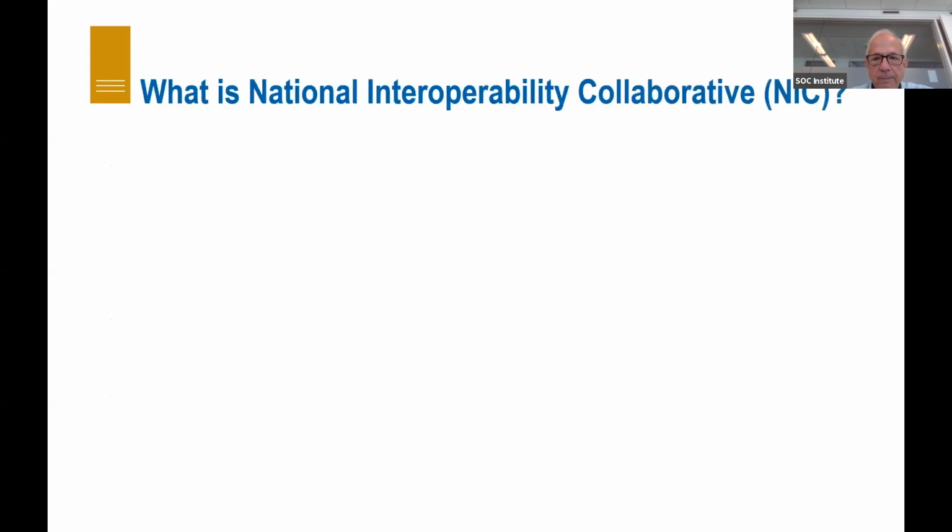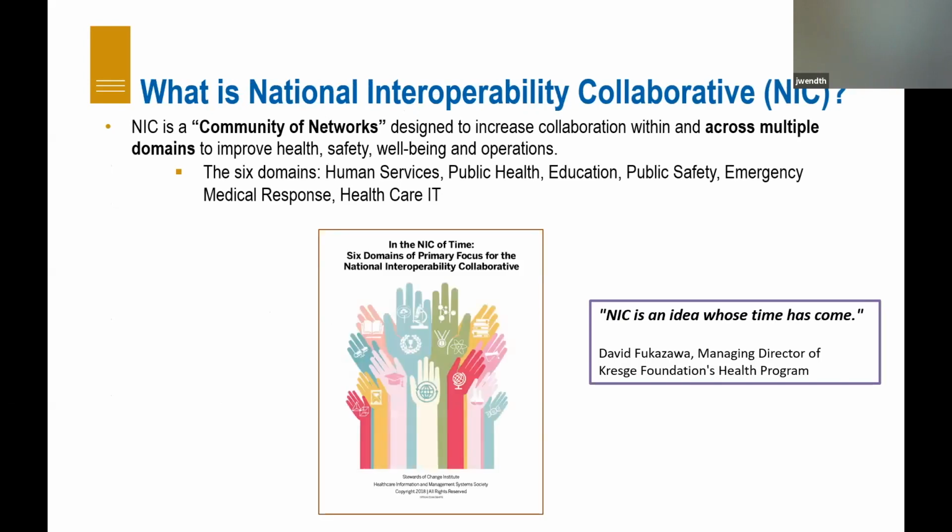So very briefly, for a couple of people who are new to it, the National Interoperability Collaborative, which has been leading these conversations, both in Let's Get Technical, but other areas, social determinants, confidentiality, and opioids, is an outgrowth of work that we've been doing, funded by the Kresge Foundation. And that work is to develop what we're calling a community of networks.